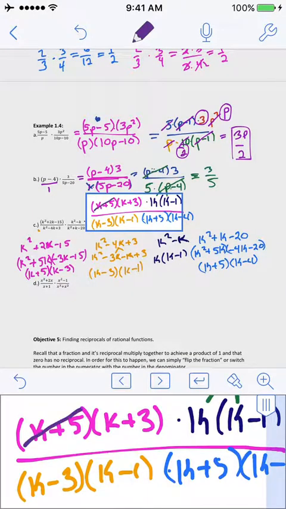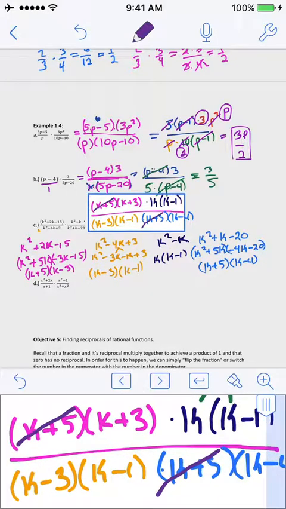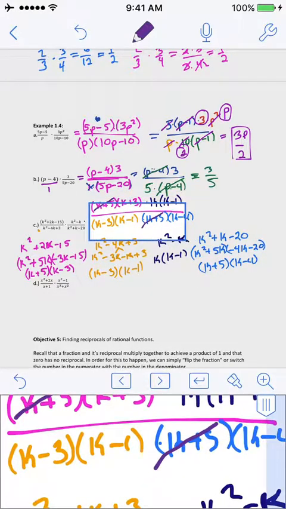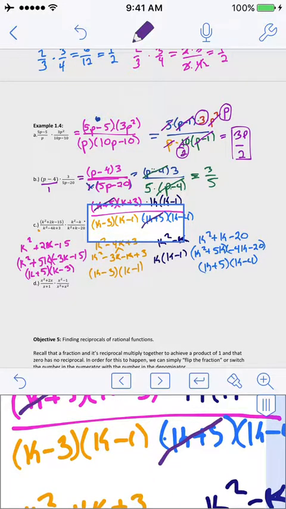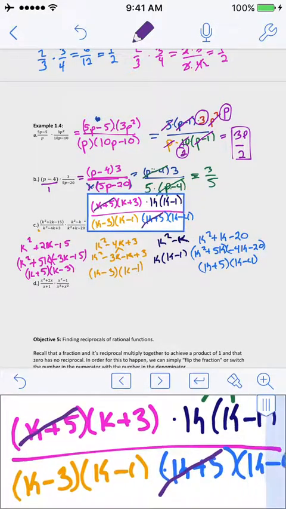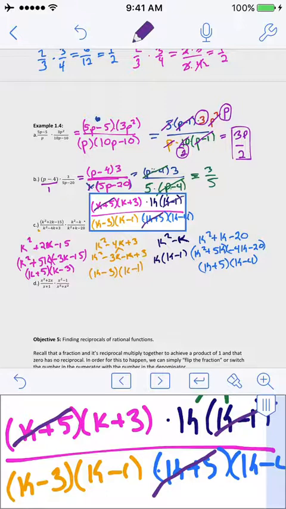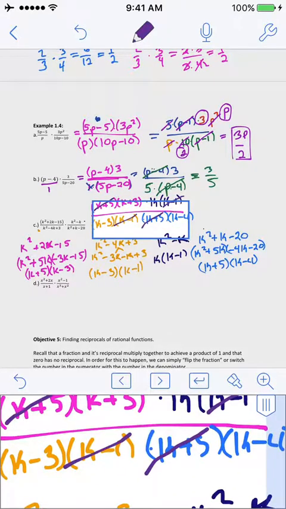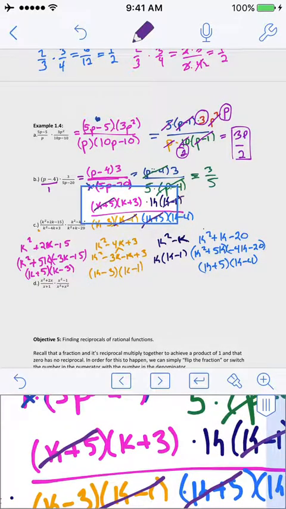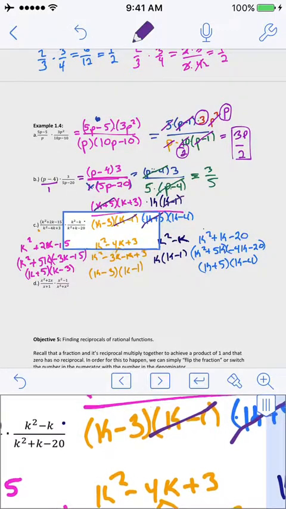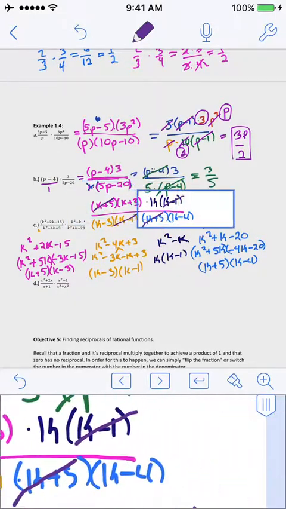Well, I've got a k plus 5 and a k plus 5. Here we go with canceling. Let's see, do I have any k plus 3s in the denominator? Not so much. Do I have any k's in the denominator? No. Do I have any k minus 1? Ooh, I have a k minus 1. That'll cancel. Ooh. Fabulous. Now notice I had a k plus 3 and a k minus 3, but those are not identical, so those do not cancel.